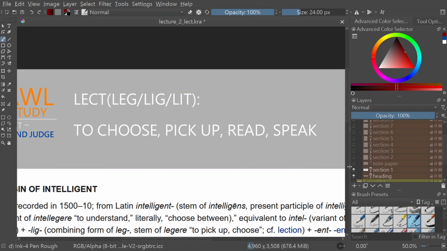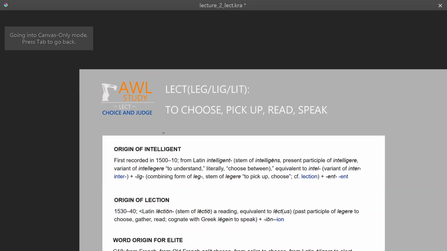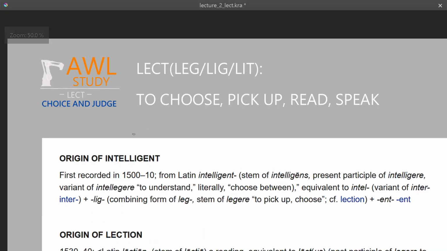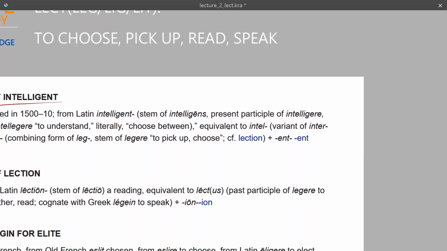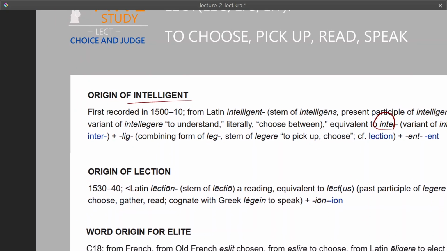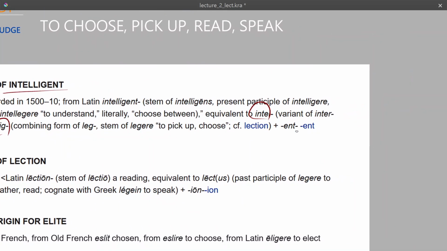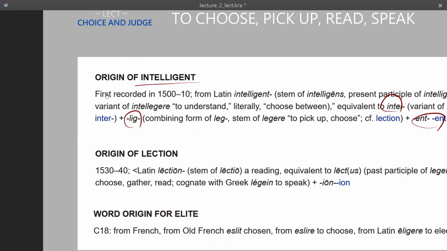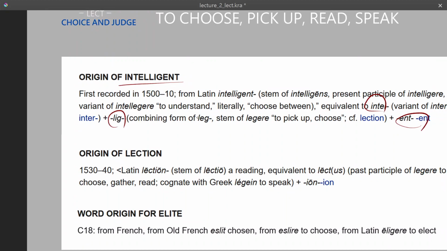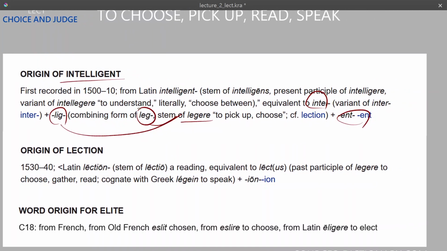So we have the word intelligent. The word intelligent is equivalent to the prefix intel followed by the root lect followed by an adjective suffix ent. And we also know that the root lect is a variant of the root leg, and they all come from the Latin word legere, whatever you call it. It's a Latin word.